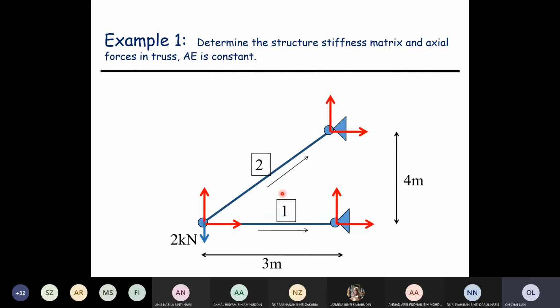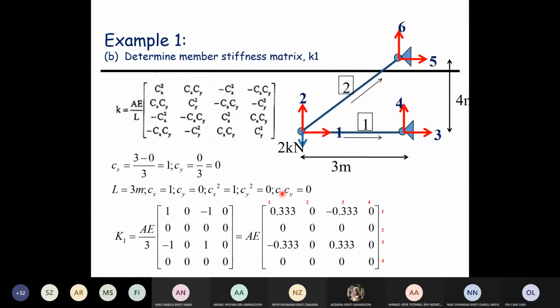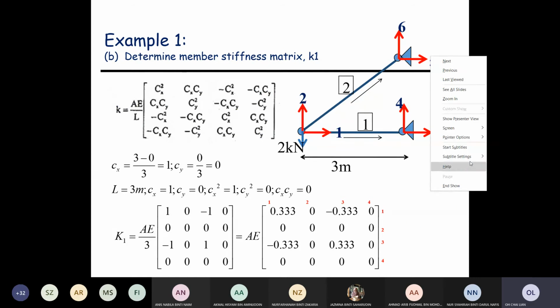Okay, so in this example we have two members here, and we're going to try on these two members. This Cx is the lambda x. Never mind, we are going to use this Cx in our symbol. So let us try to put in the coordinates for this truss.